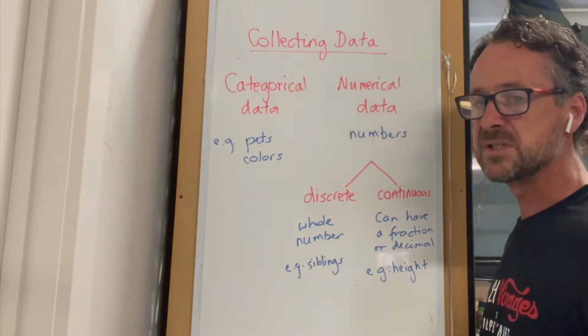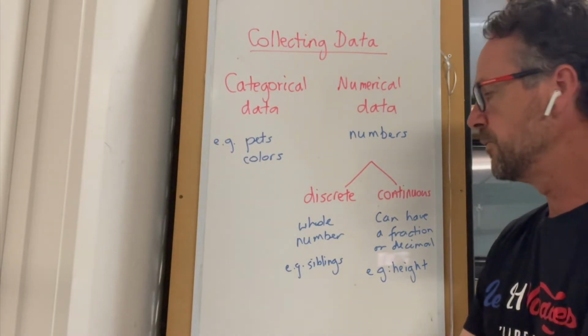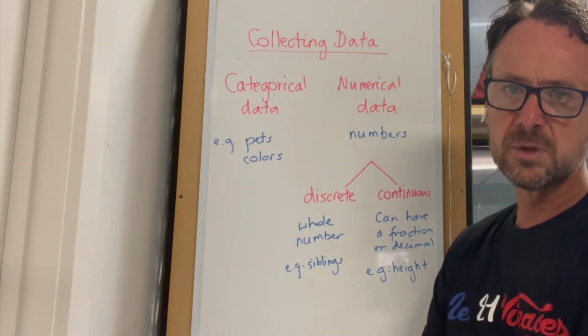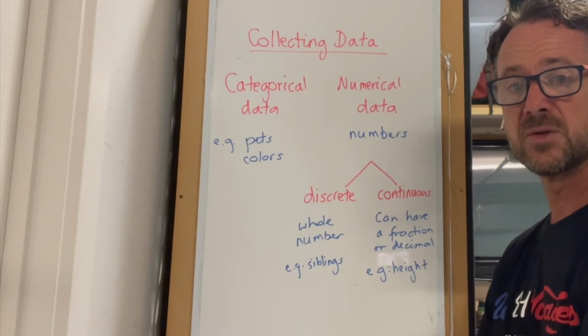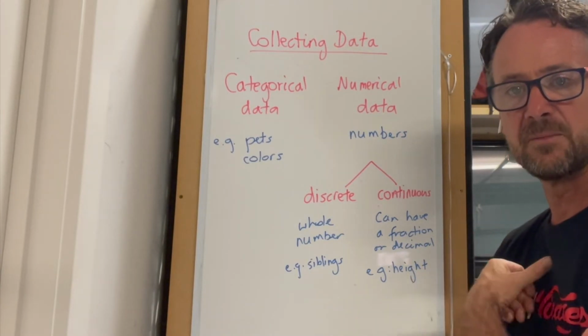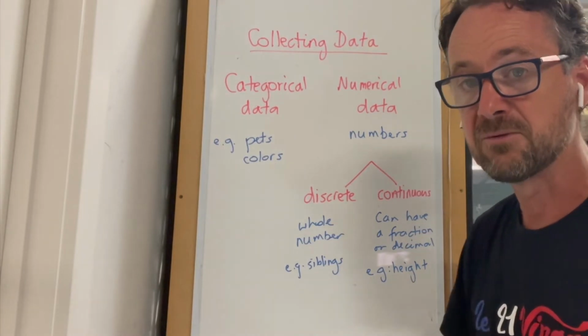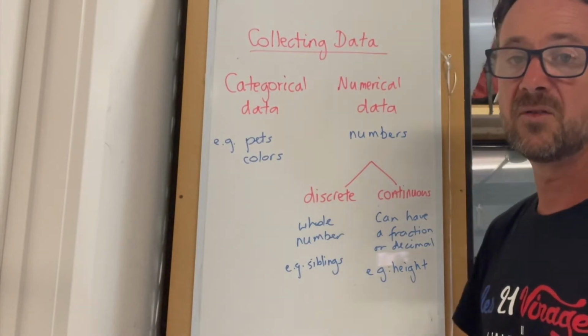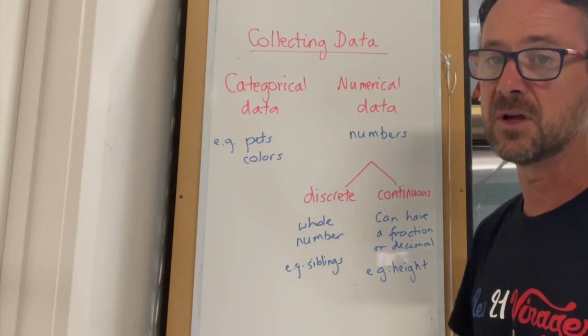With continuous data, these are typically things that we measure with some sort of tool, like a ruler or a scale or something like that. And you can have a fraction or a decimal as your answer. So these are things such as your height, your weight, the speed of something. Your height might be 165.6 centimeters. Your weight might be 32.5 kilos, things along those lines.